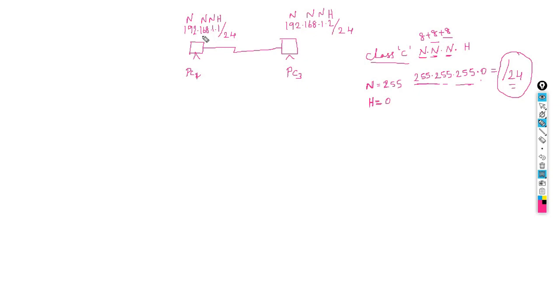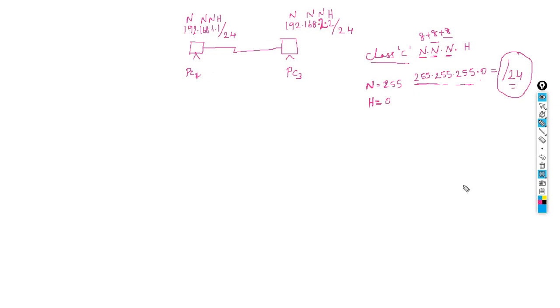So if the network portion is the same for both IPs, then we can say same subnet. Then these two PCs can communicate. No issue, these two PCs can communicate. For example, if I have 2 here instead of 1, then we will have an issue. What issue? You can say the network portion is changed.